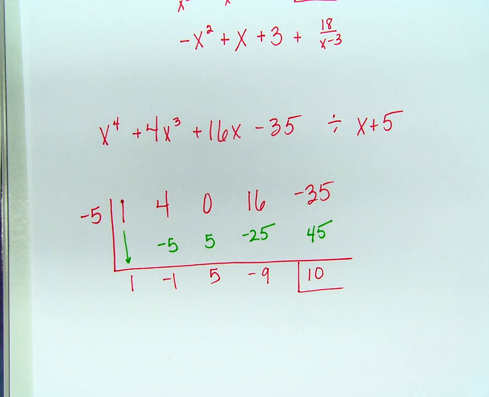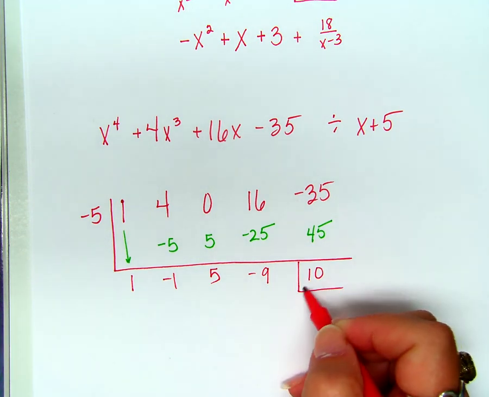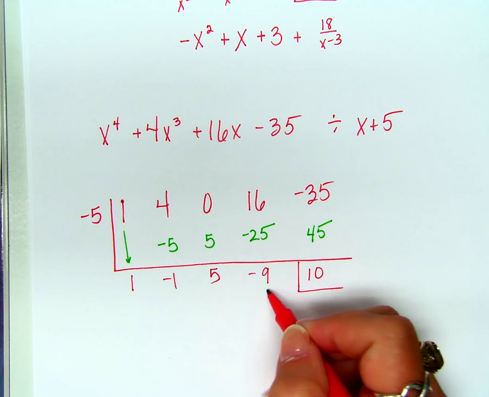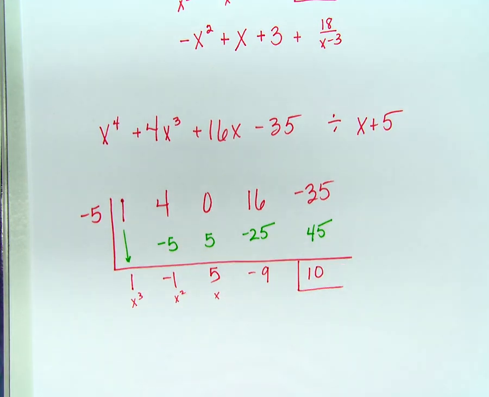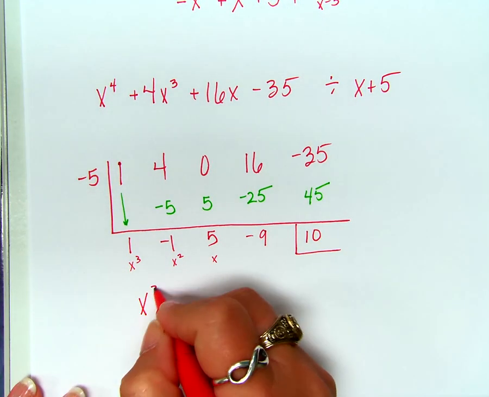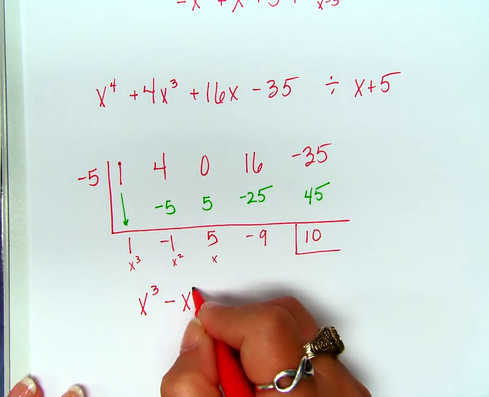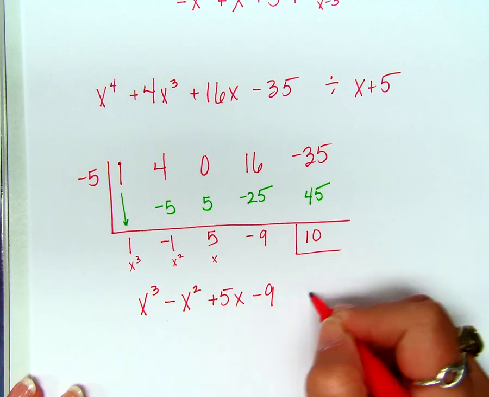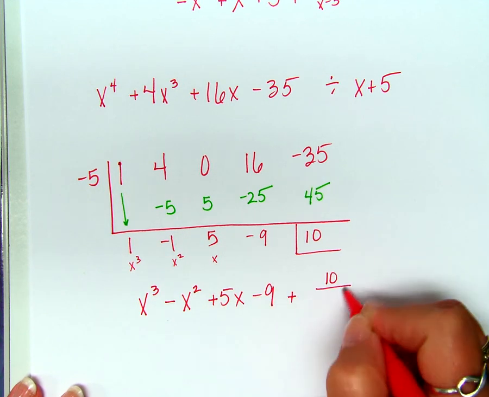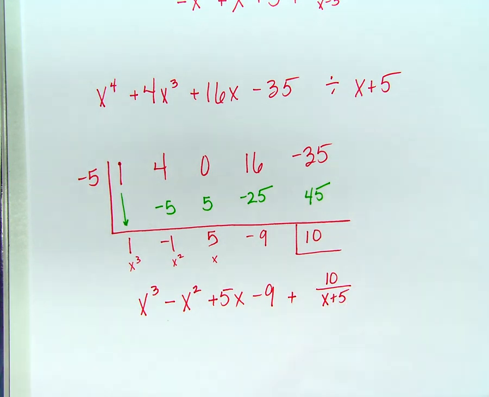So what's the answer? Remainder, constant, x term, x squared, x cubed. X cubed, good, plus 5x minus 9 plus, very, very good. Questions? We good? Ask me if you need help.